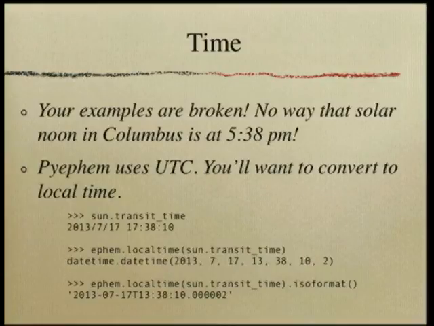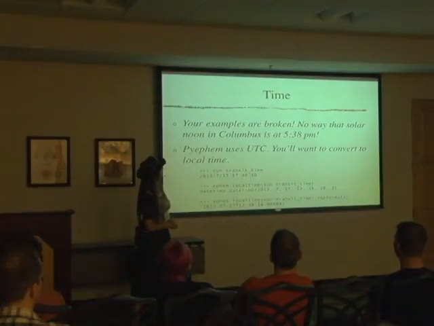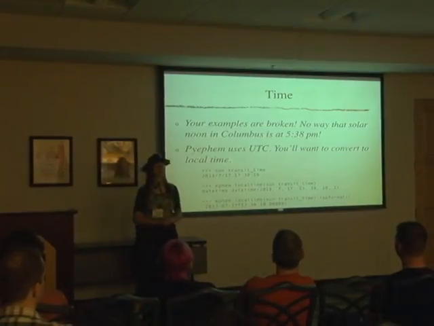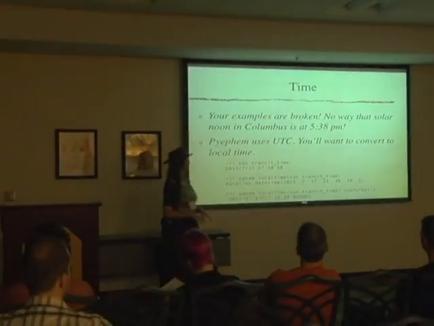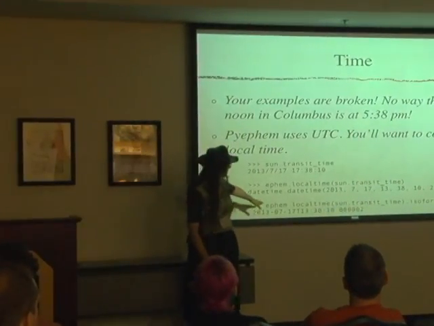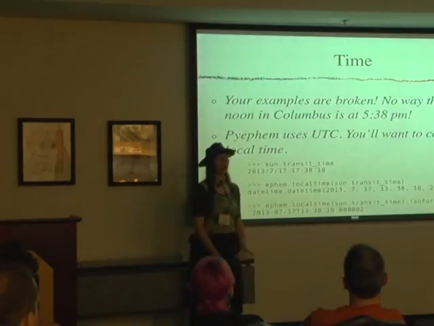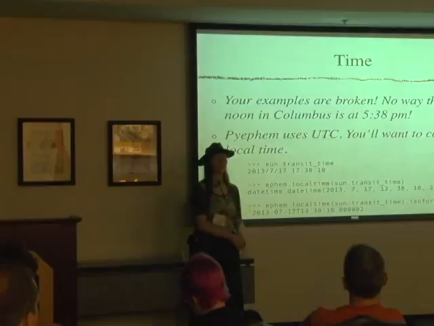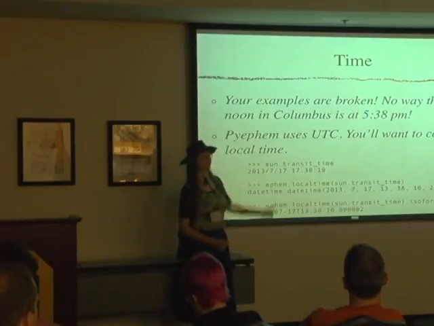Okay, in case anyone has been following along at home, you probably got a whole bunch of nonsense answers, like solar noon happening at 5:30. You're pretty sure that's not right. That's because I haven't put a little bit of extra code in there. I wanted it to look really clean, but PyEphem does store everything internally in UTC, so you're going to want to convert to local time to make any sense of the numbers you're getting out.